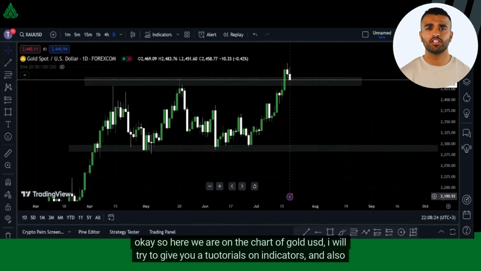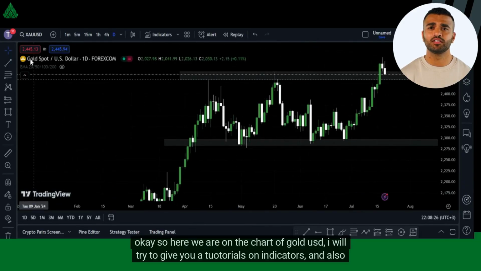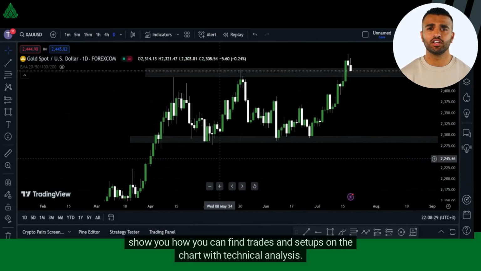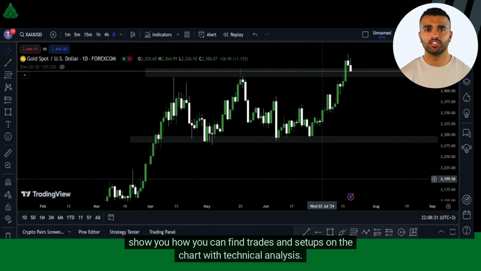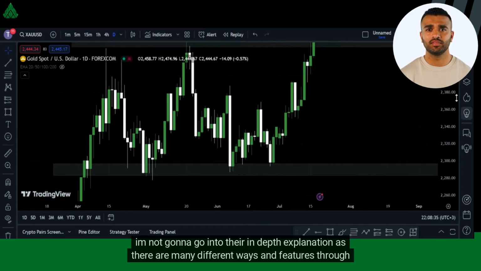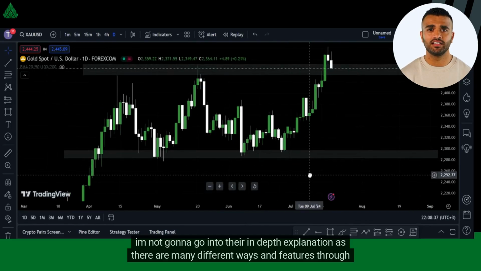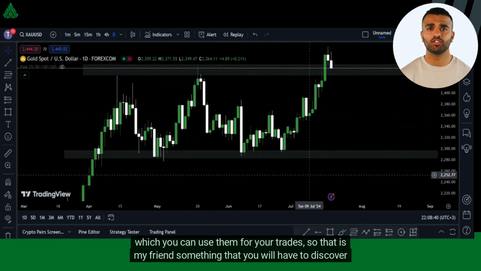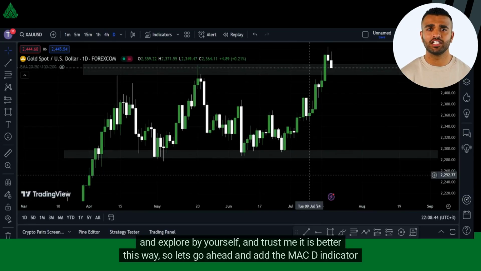Okay, so here we are on the chart of gold USD. I will try to give you tutorials on indicators and also show you how you can find trades and setups on the chart with technical analysis. I'm not going to go into their in-depth explanation as there are many different ways and features through which you can use them for your trades. So that is, my friend, something that you will have to discover and explore by yourself. And trust me, it is better this way.